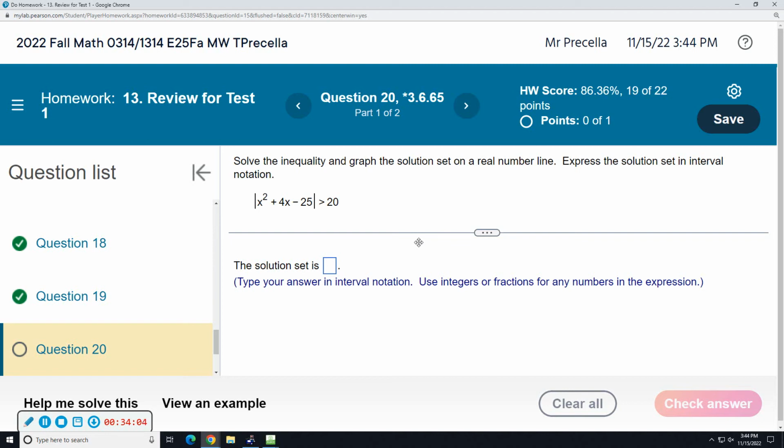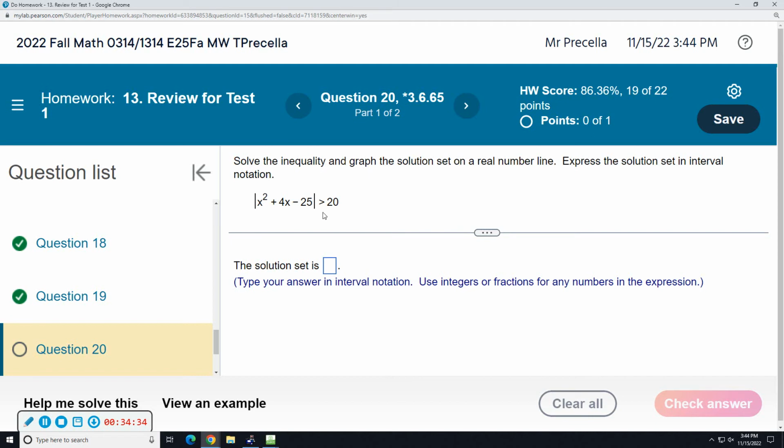Number 20. Solve the inequality and graph the solution set on a real number line. We have the absolute value of x squared plus 4x minus 25 is greater than 20. Let me make sure I didn't miscopy this. The absolute value of x squared plus 4x minus 25 is greater than 20. Okay.